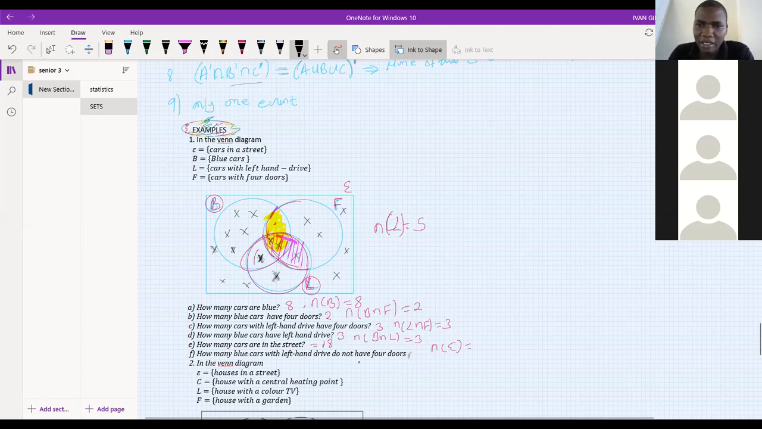So what do we write? How can we write this in set notation? L intersection B intersection F complement. Yes, that is very correct. Number of cars with left-hand drive and blue, but they don't have 4 doors. And this is 1. That's how we answer that question there.